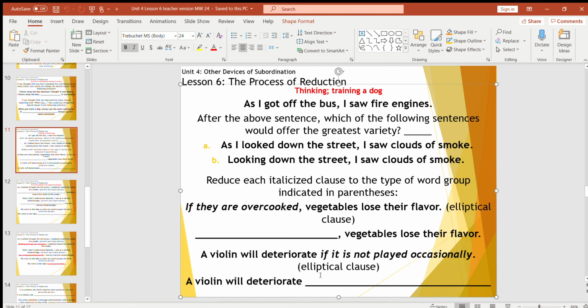Same type of thing. A violin will deteriorate if it is not played occasionally. So what are the two words that we're going to take out?